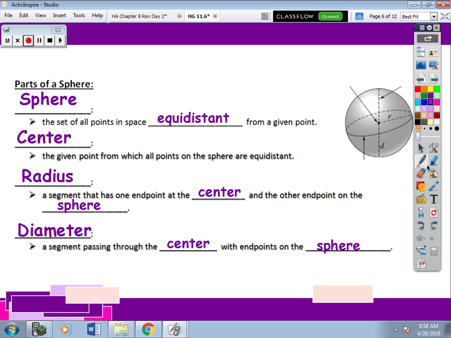And then they have some arrows pointing to the diagram. So this first one over here is pointing to the center. What would this one be pointing to? The diameter. What do you think this one's pointing to? Marquise? Good, the circumference.